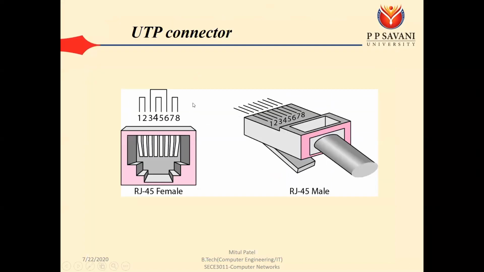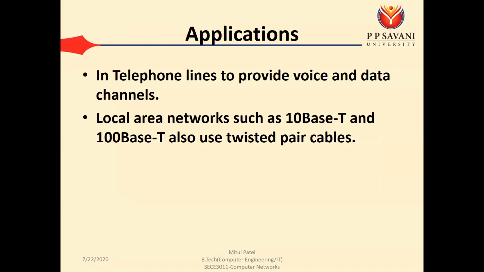The UTP connector that we have seen is the RJ45 connector. We have learned this connector in our experiment. They are installed at the end of the cable, and these are used to fetch the data from the network. Application in the telephone lines is to provide voice and data channels.